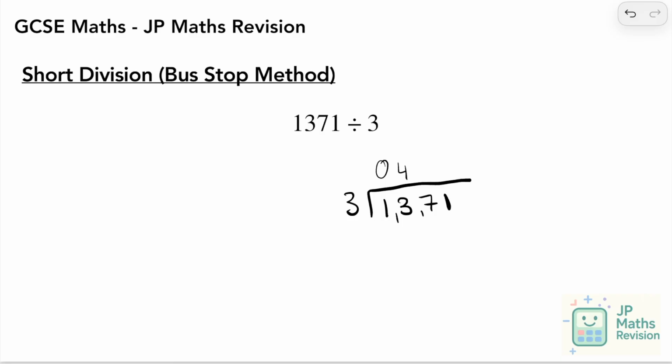Then we say, how many times does 3 go into 17? That is 5, remainder 2. And then how many times does 3 go into 21? That is 7. So that is the bus stop method. That's how we would work out 1,371 divided by 3 if we did not have a calculator.